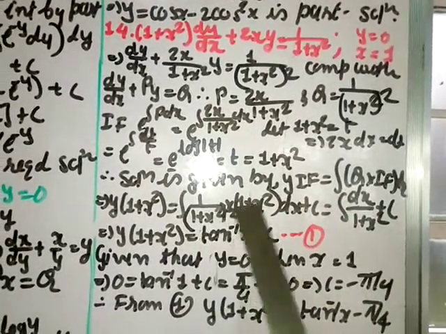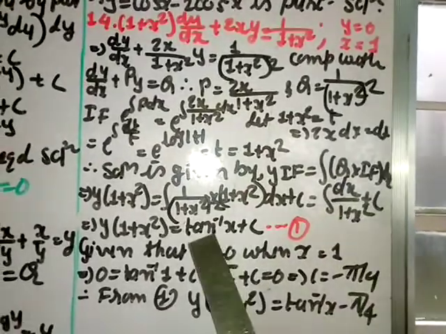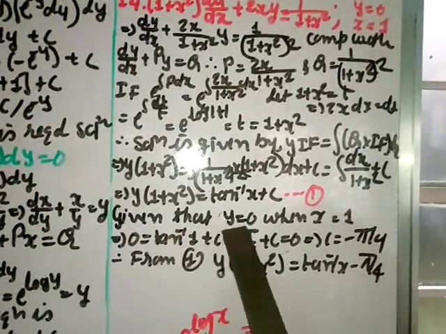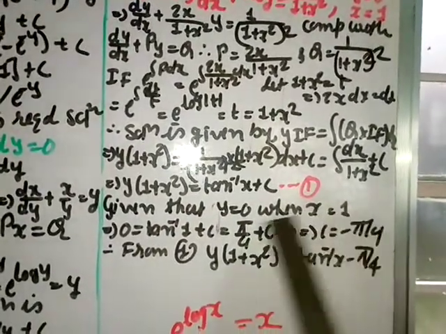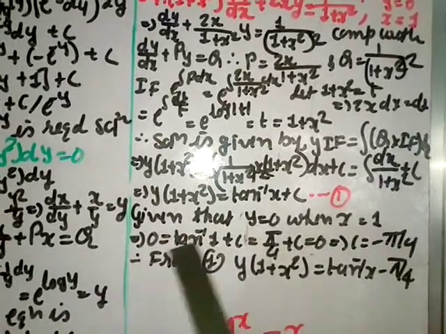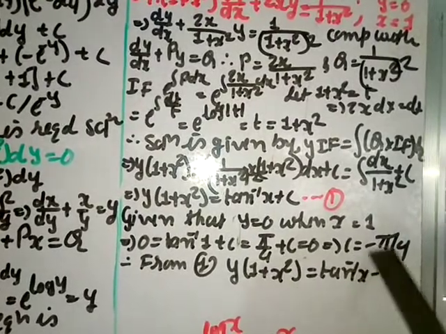One time you can cut, so you get integral dx divided by 1 plus x square plus c, and this integral is tan inverse x plus c, equation number 1. Now use the condition given that y is equal to 0 when x is equal to 1. So put the value. When you put 0, left hand side is 0. You put here 1, tan inverse 1, and tan inverse 1 we know it is pi by 4. So c value is minus pi by 4.